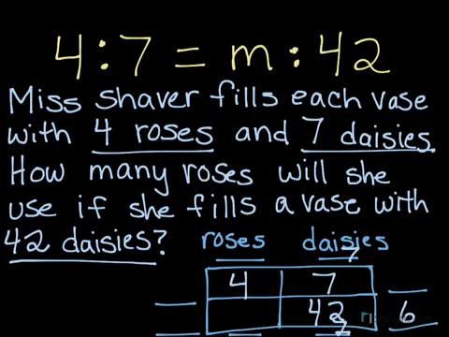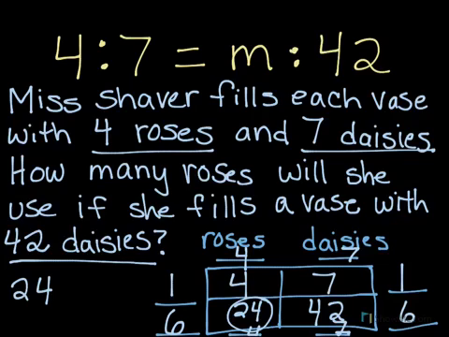7 times 6 is 42. 7 times 1 is 7. That would be a 4. 4 times 1 is 4. Bring down the 4. So 4 times 6 is 24. So my answer would be 24 roses.